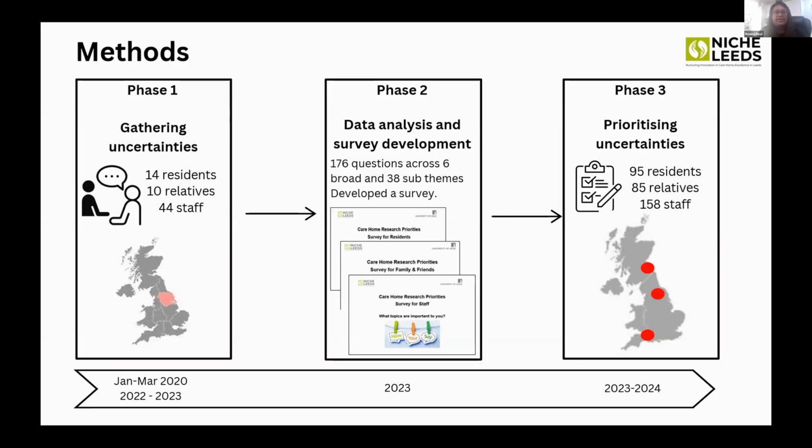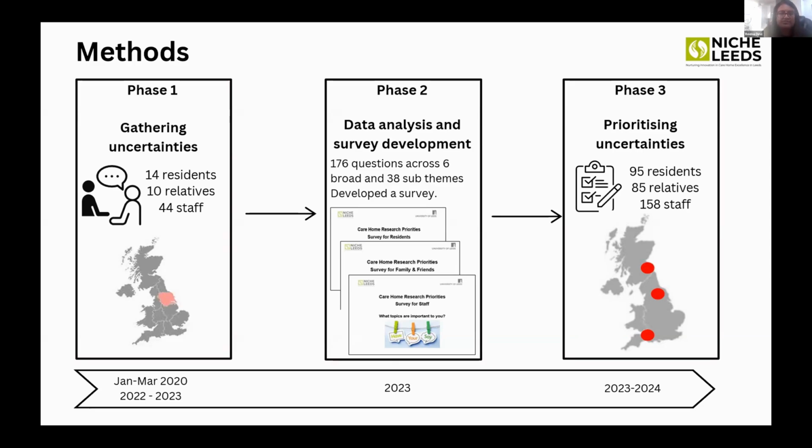And just to mention, we had paper-based and electronic surveys, which in phase 3, we had support from colleagues in Scotland and in Plymouth to distribute the survey in care homes across these parts of England. So, Scotland and northern and southern parts of England. And we were really pleased. We got a really good sample of participants taking part in phase 3.